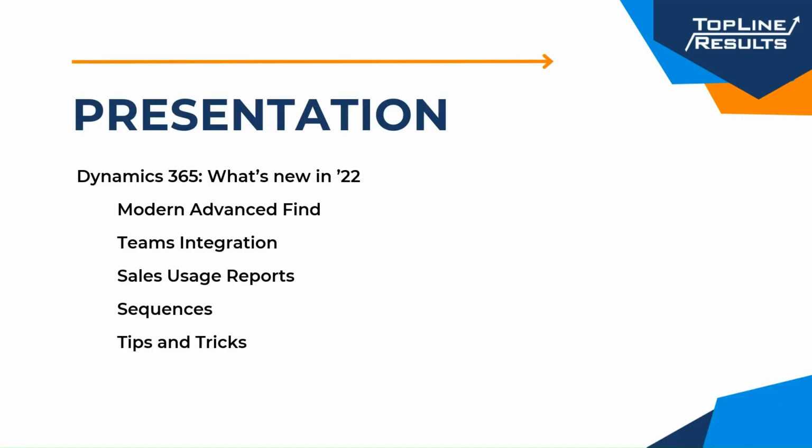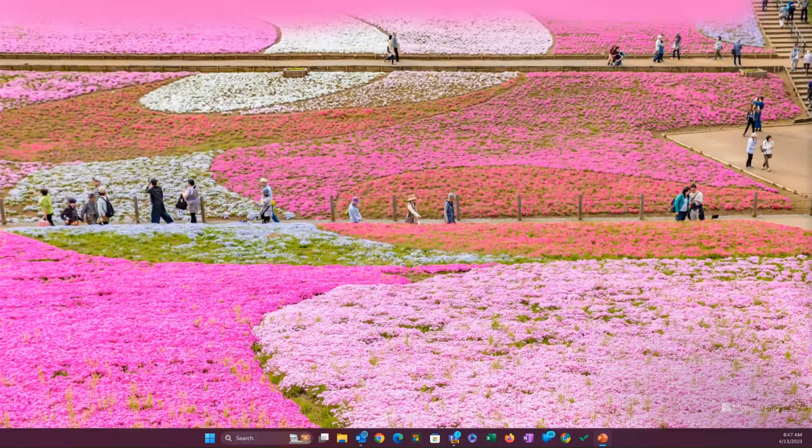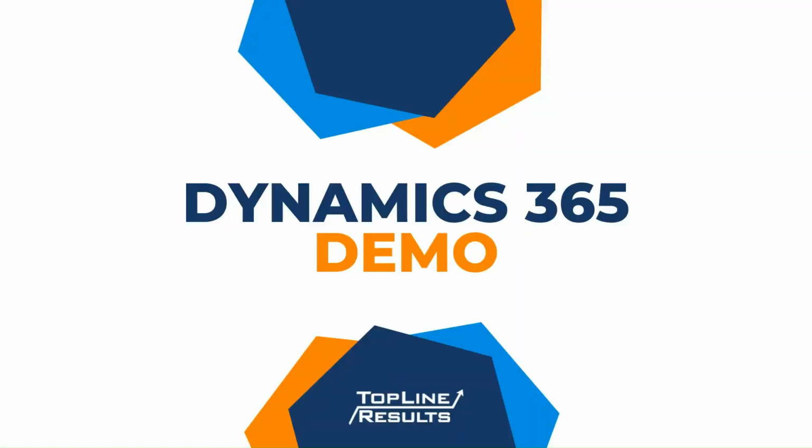So let's go ahead and jump into the Dynamics 365 demo. In our presentation today, again, we are going to be presenting Dynamics 365, what was new in 22. The 5 topics we will be discussing today are the Modern Advanced Find, Teams integration, sales usage reports, sequences, and some tips and tricks for some things that may have been removed in 22. Let's go ahead and get started.